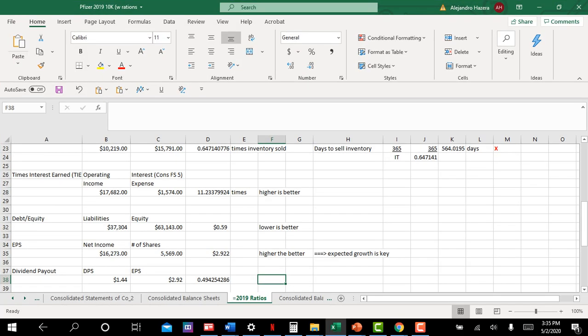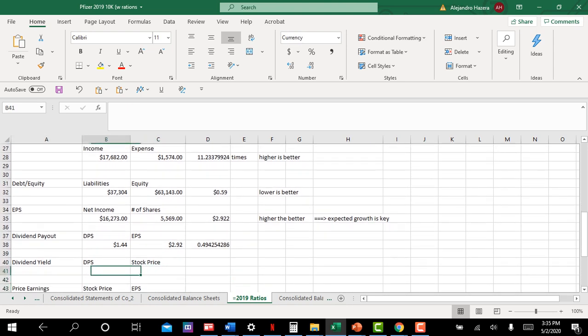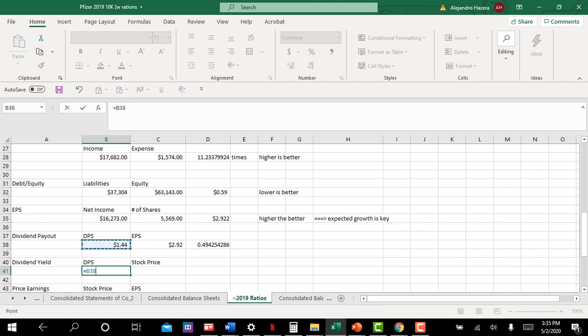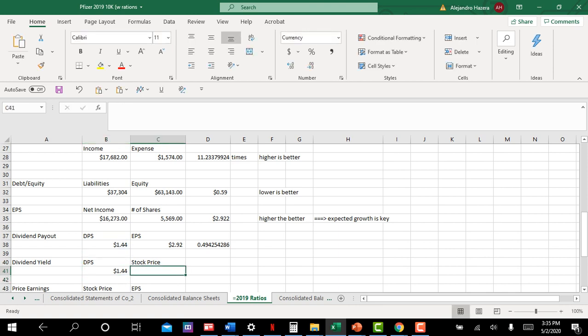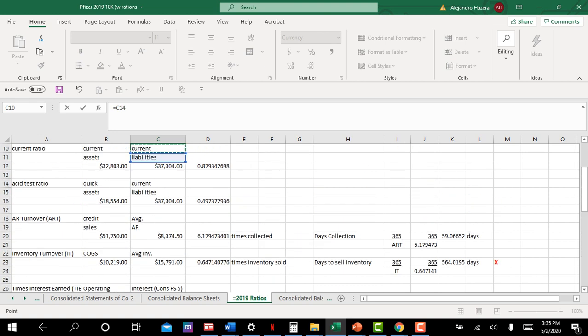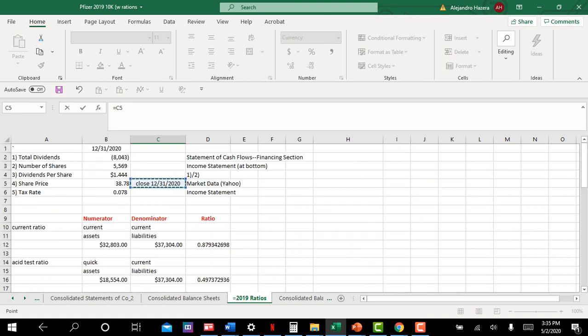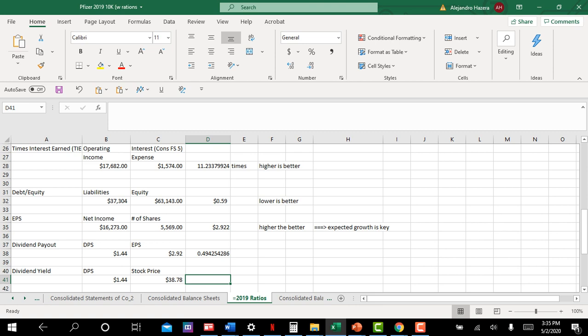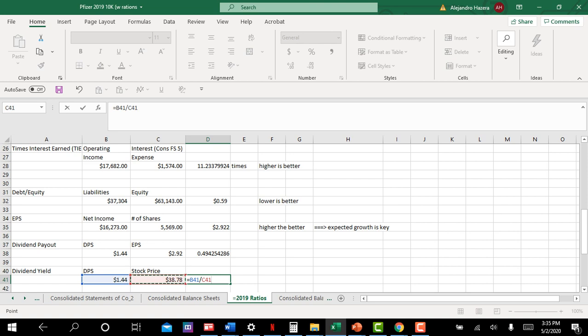Okay, so let's go ahead and look at the ratio for Pfizer, and I'll put more detail in there. Dividend yield ratio is what we want. Notice that we already have dividends per share here, so let's just copy down from there and link everything. And we already have the stock price at the end of the year. Share price $38.78.